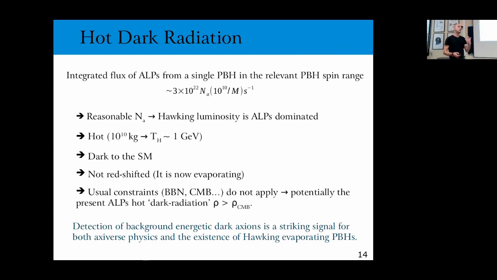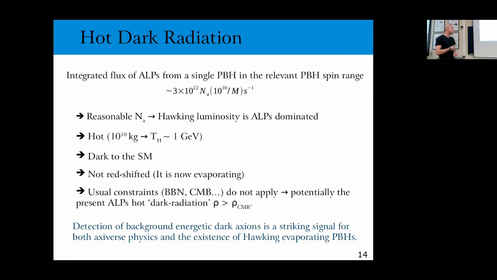So let's look at the other way around. Let's consider the flux of axion-like particles coming from a single primordial black hole in the relevant mass range, which is given by this formula. If we take into account a reasonable number of axion-like particles motivated by string compactification, this luminosity is totally dominated by the axion-like particles. And these particles are hot with respect to their mass, because for a 10 to the 10 kilogram black hole the temperature is around 1 giga electron volt, and these particles are known to be very, very light. In our case, we consider masses smaller than a few mega electron volt.